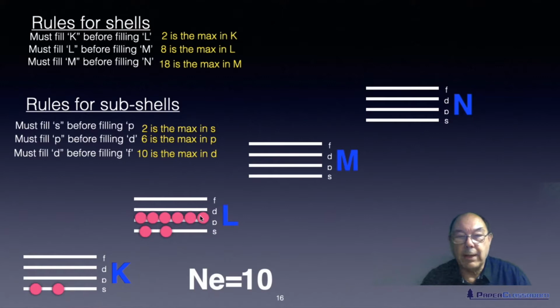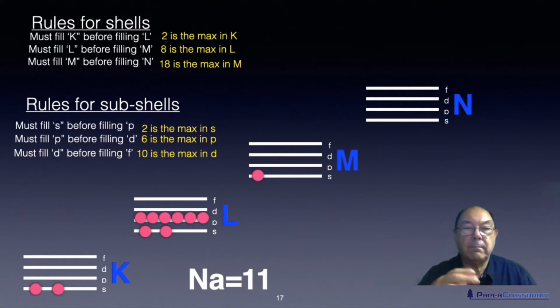So any more electrons you would think might go into the d orbital. But the rule is in L we're only allowed a maximum of 8 electrons, and there are 8 electrons there. So the next electron will have to start again in the M shell. So there it goes. Sodium, 11 electrons it will go there.